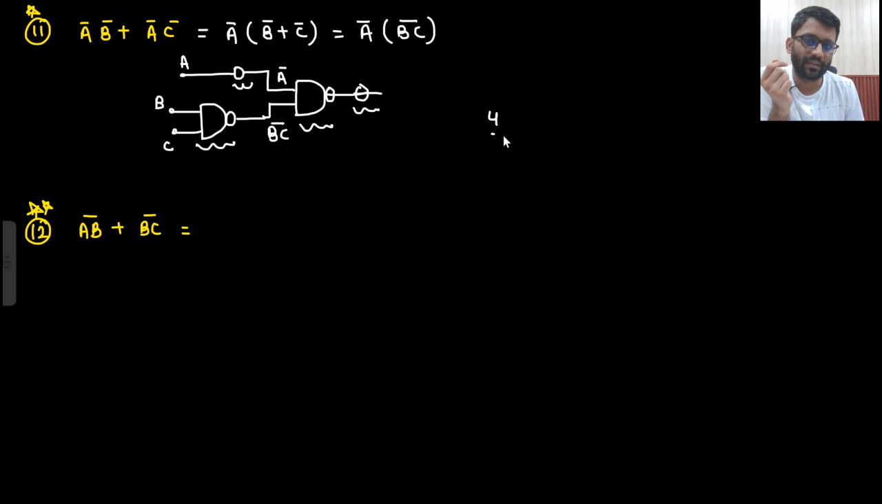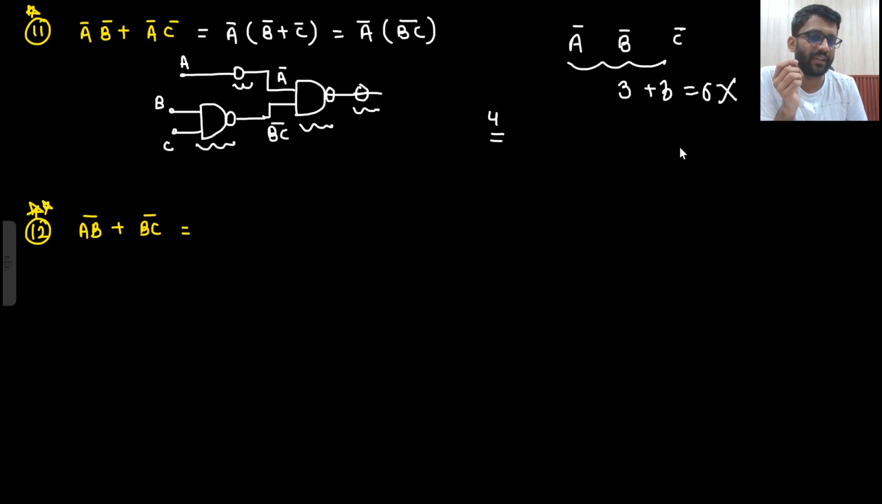That's the answer. If I had directly implemented A bar B bar plus A bar C bar, then what would be the issue? What I would have done is first implement A bar differently, B bar differently and C bar differently. It would have taken me 3, and then to make this function another 3. So the answer would be 6. That would be wrong. So here intelligently I got to know that something is coming in common and I can reduce my number of gates. So that can happen. Okay.